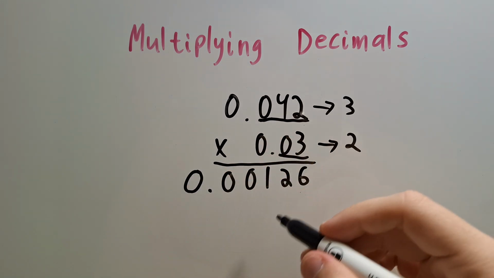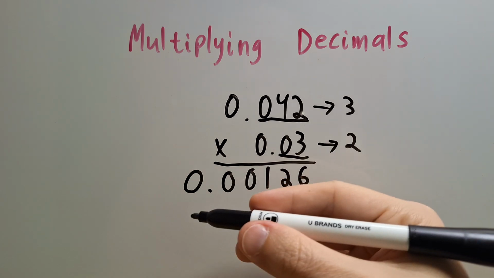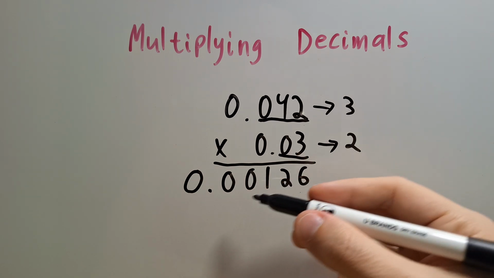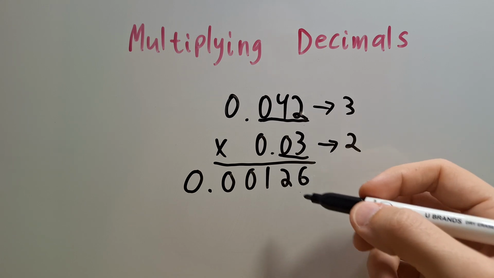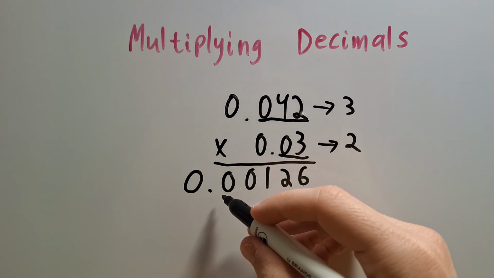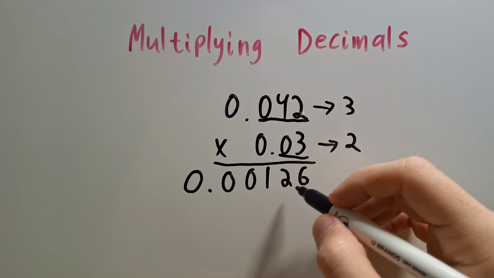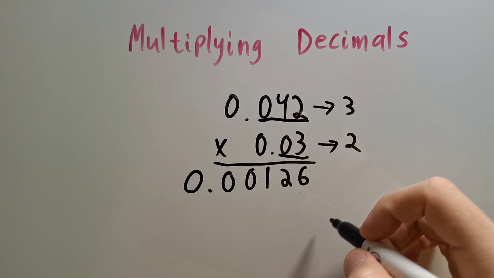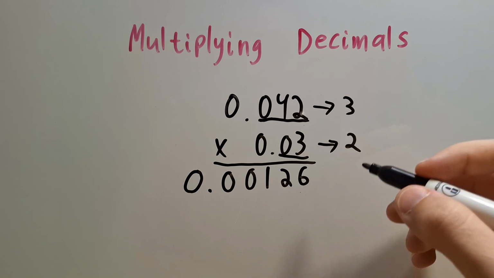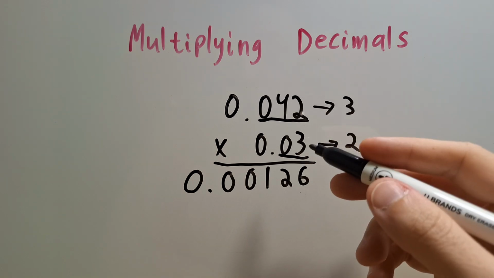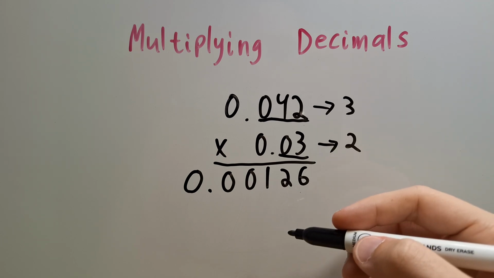As mentioned before, you may need to write in some extra zeros to the left side of the product in order to get the correct number of decimal places, and that's exactly what we had to do here. So this final product is 126 hundred thousandths. And when multiplying decimals, you do not need to line up the decimal points. That only applies when you are adding or subtracting.